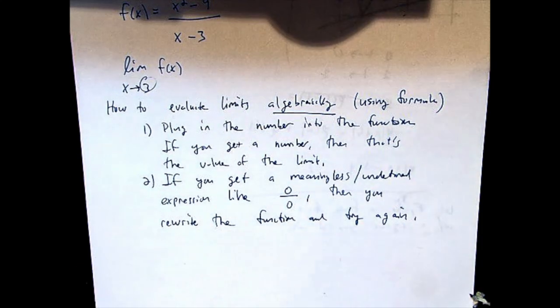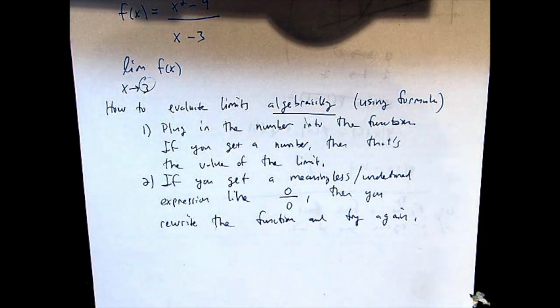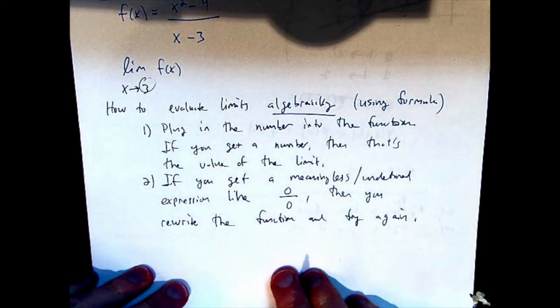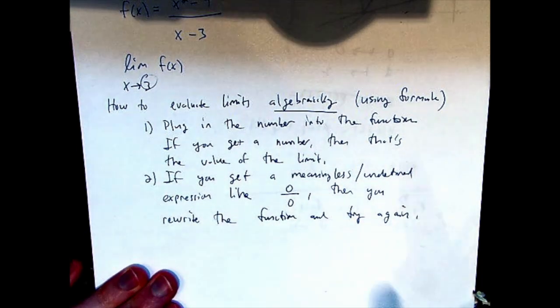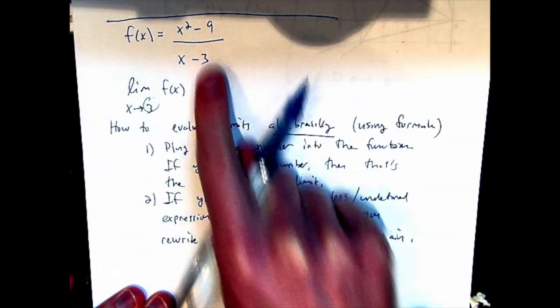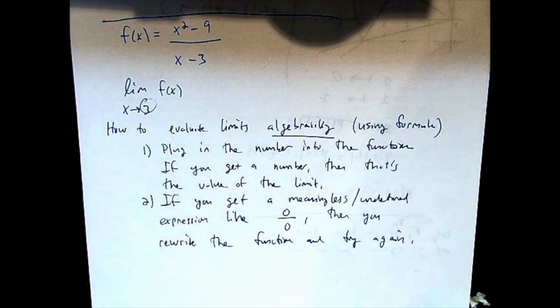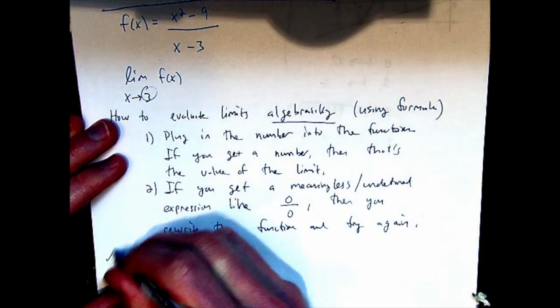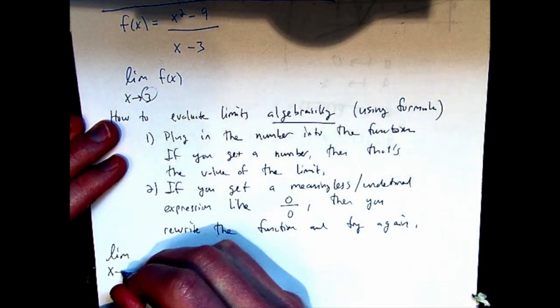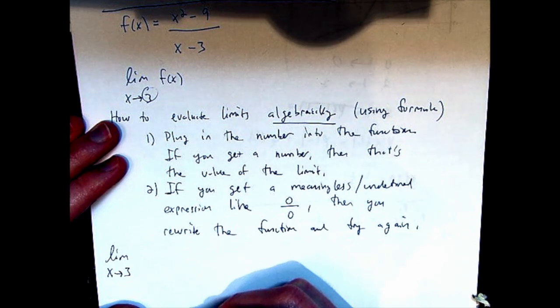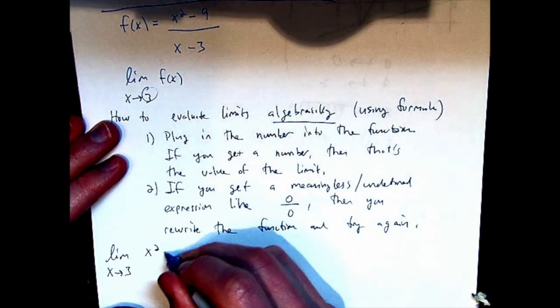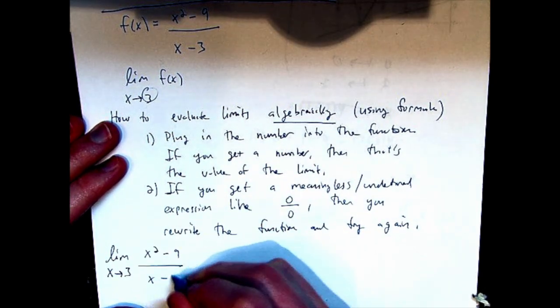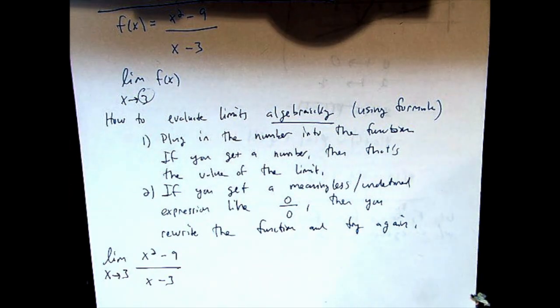Okay, and that's it. So that's a bit abstract, but let's see it in practice. So let's start by looking at the example we had a moment ago. All right, this function x squared minus 9 over x minus 3. So back to our example, I want to find the limit as x approaches 3 of the function x squared minus 9 over x minus 3. So I want to evaluate this limit algebraically without looking at the graph.